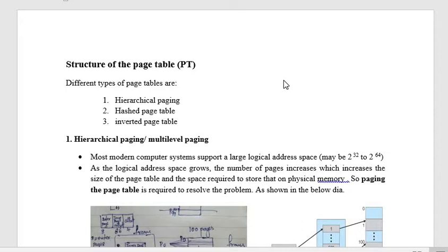So in this video we are just going to see the structure of the page table. That is just going to tell the different ways in which the page table could be represented. There are three different ways in which we could represent the page table. One is hierarchical paging, the next is hash page table, and the next one is inverted page table. We'll see all in detail.